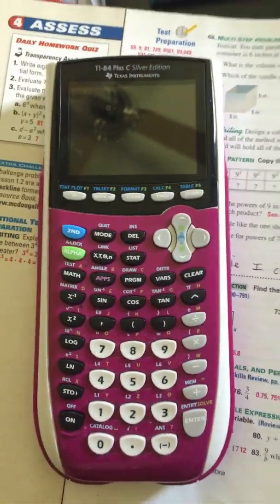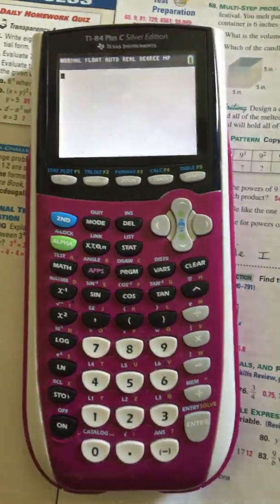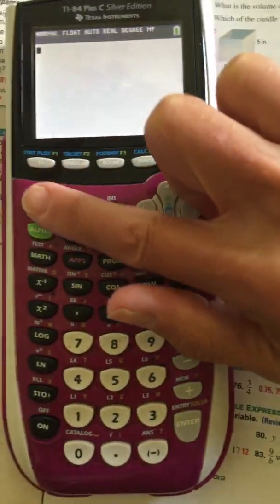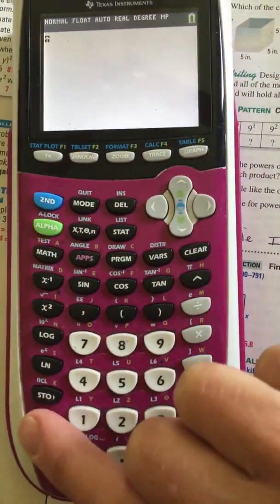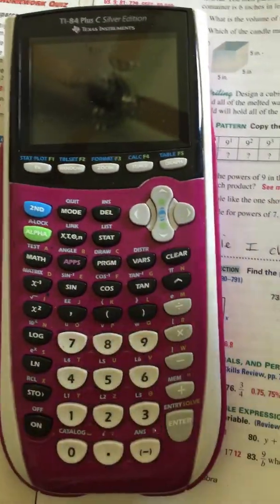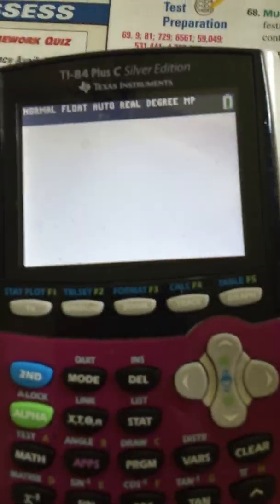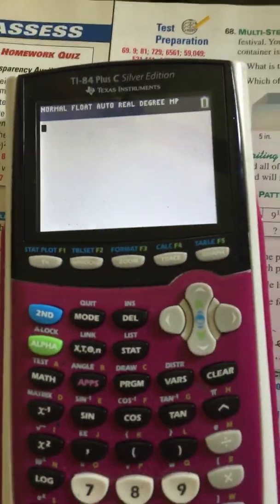So first we're going to turn our calculator on. See that button, on? Then how you turn it off is second, on. Da-da! It's more fun if you say da-da. All right, so here's our calculator, it's on.